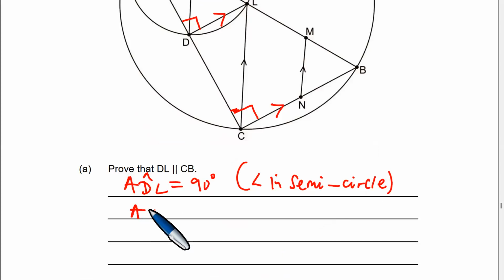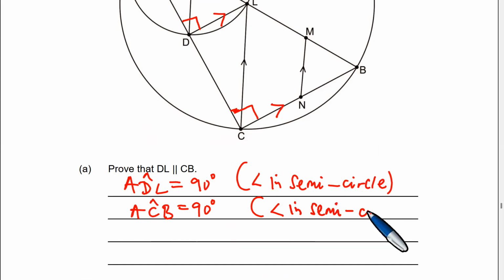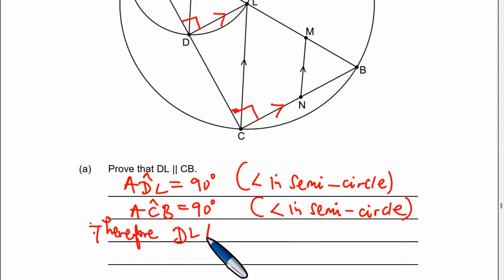So ACB is equal to 90 degrees. Why is it 90 degrees? Because it is an angle in a semicircle. Therefore, from which we're able to see that DL is parallel to CB.